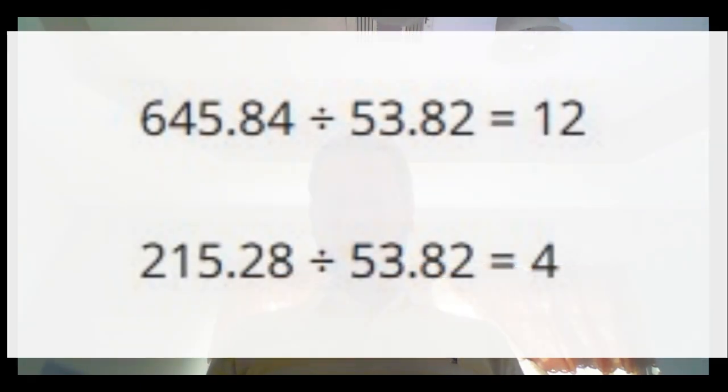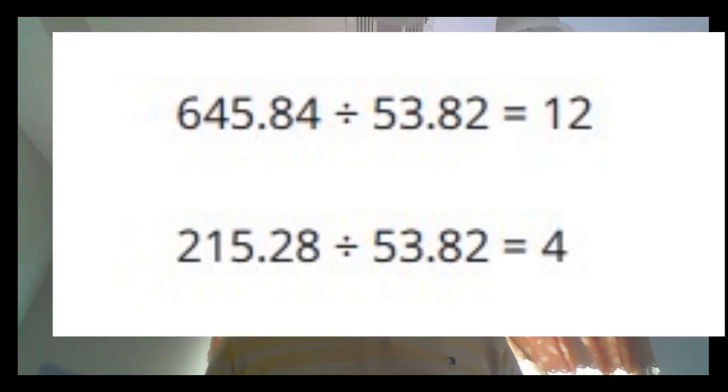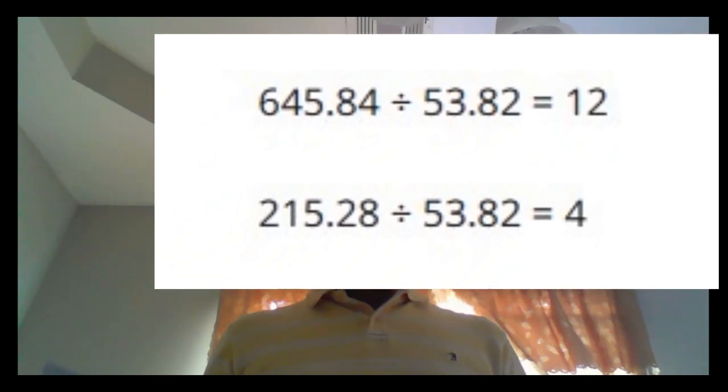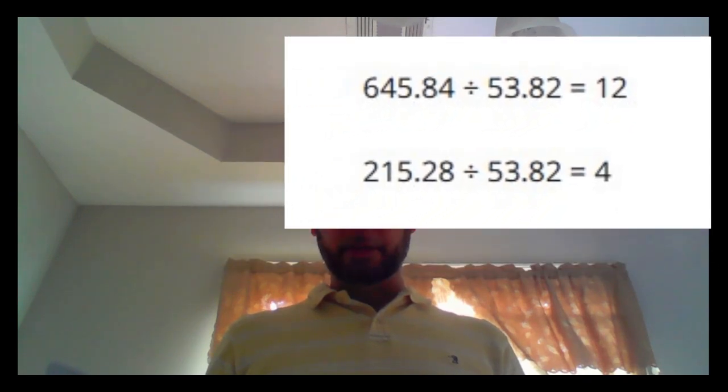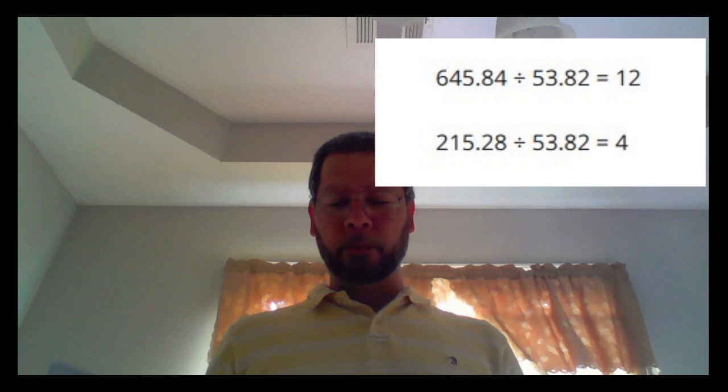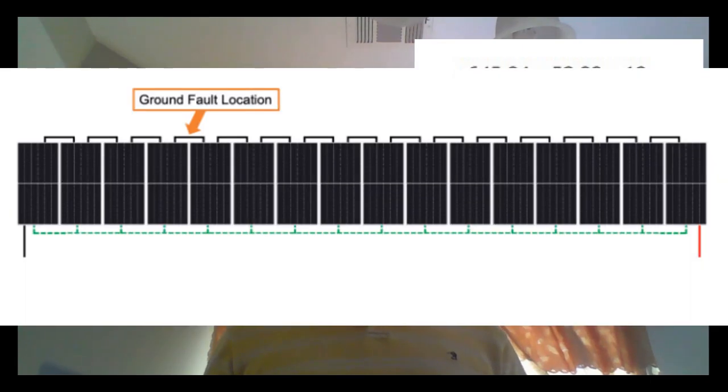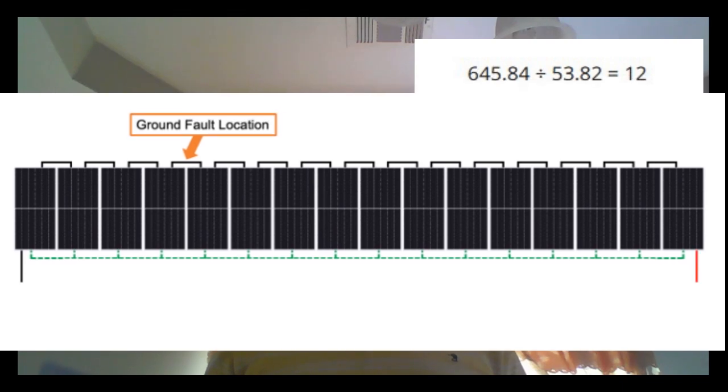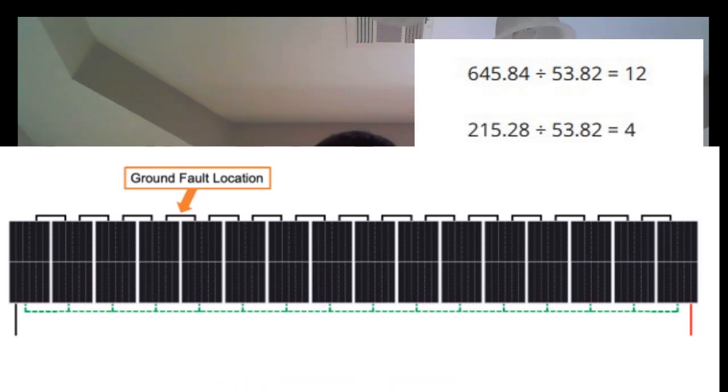We can divide both readings to ground by the individual module VOC to identify the location of the ground fault. 645.84 divided by 53.82 equals 12, and 215.28 divided by 53.82 equals 4. These results indicate that there are 4 modules on one side of the ground fault and 12 modules on the other. So the fault is isolated between modules 4 and 5. Rarely, module cells can create a ground fault when they contact the module frame.